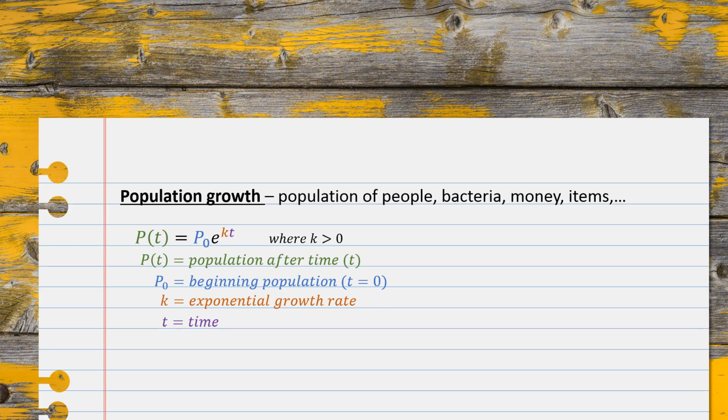Like before, t will equal time. So now that we know the different parts, just so you know what this might look like, on a graph, a population growth is growing, which means it's an increase. So as you read it from left to right, it will be going up like an exponential function.